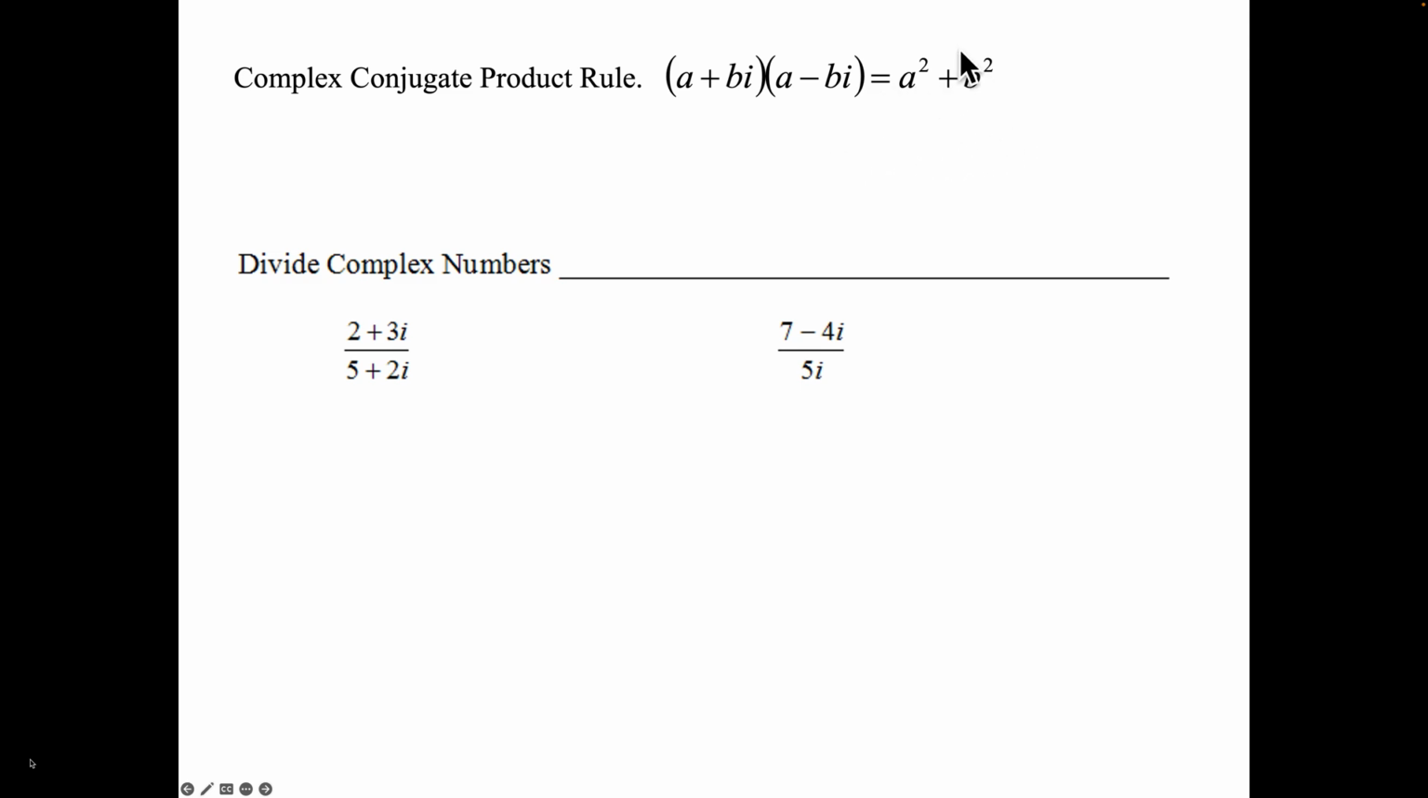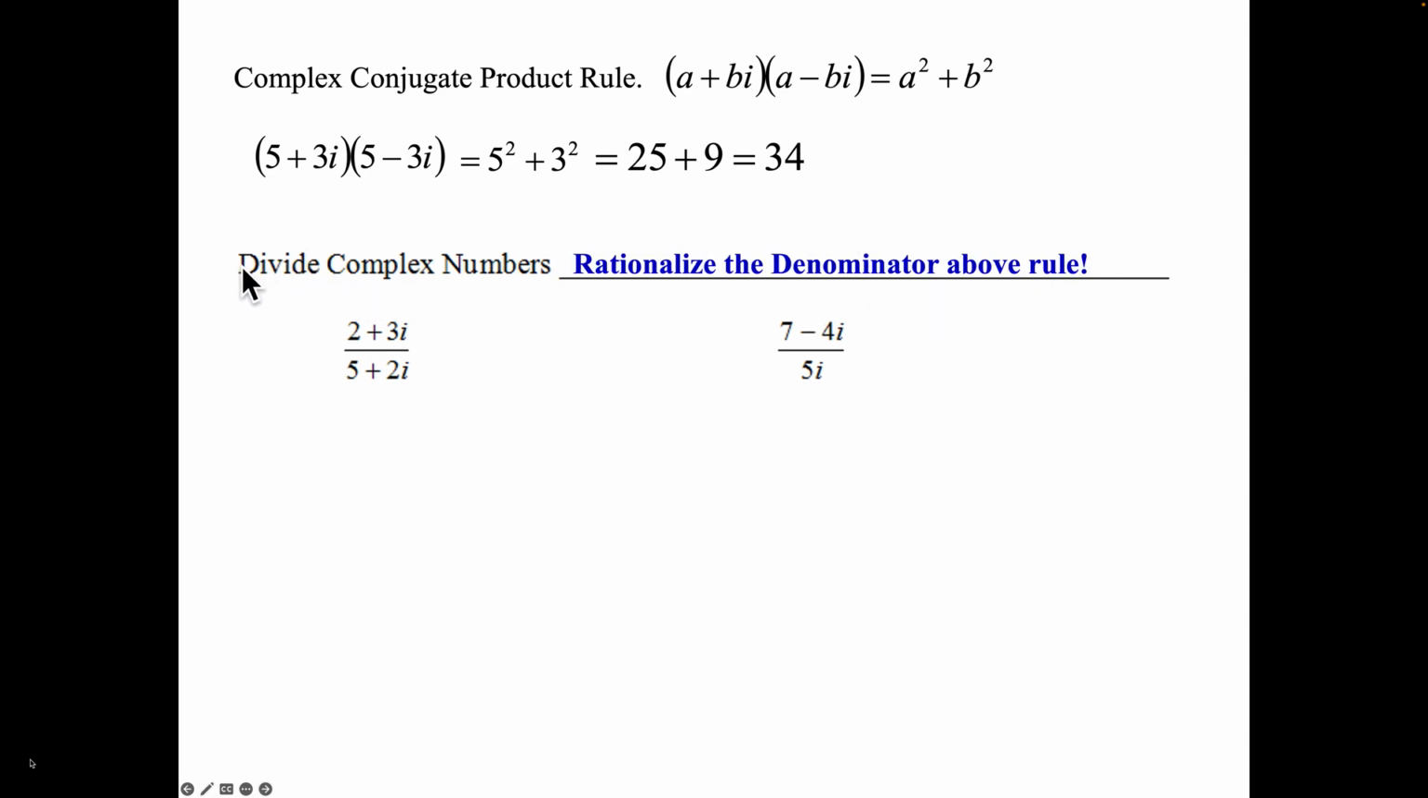And so now my answer will be simply a squared plus b squared. So 5 plus 3i times 5 minus 3i, it's a conjugate pair, just do 5 squared plus 3 squared, 25 plus 9 is 34. So this is going to come in handy when we divide complex numbers, because technically i is the square root of negative 1, and we learned you're not allowed to have square roots in the denominator. So you are not allowed to have i in the denominator. No term can have an i.